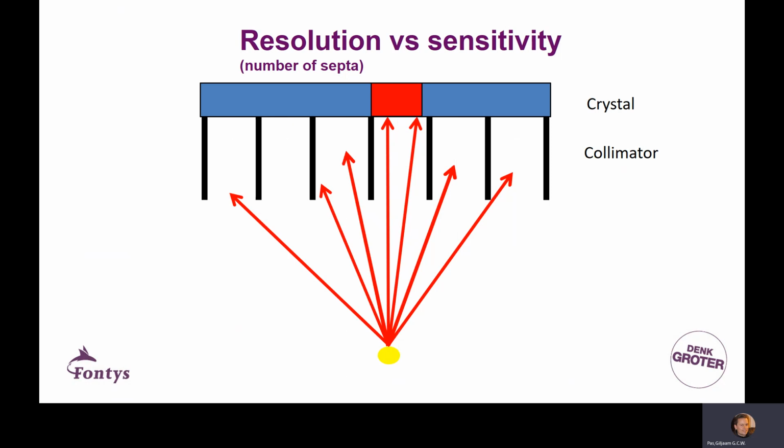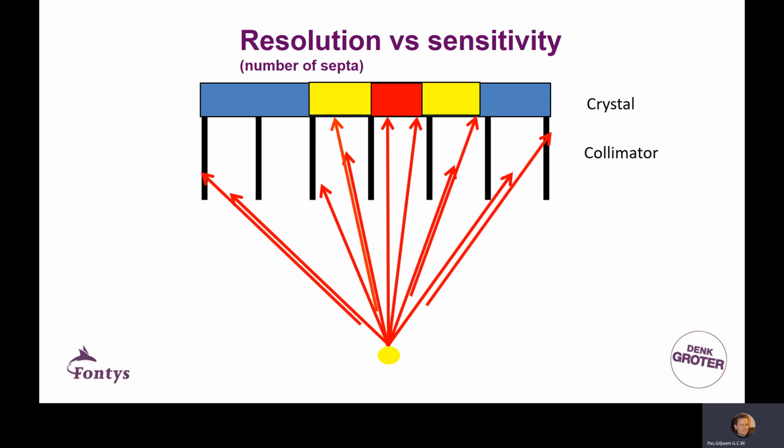Now, if we halve the number of septa, you see that more radiation can pass through the collimator. So this arrow reaches the crystal, and on the right side, an arrow reaches the crystal, and the rest is still being absorbed. Now, is this a good thing or a bad thing?